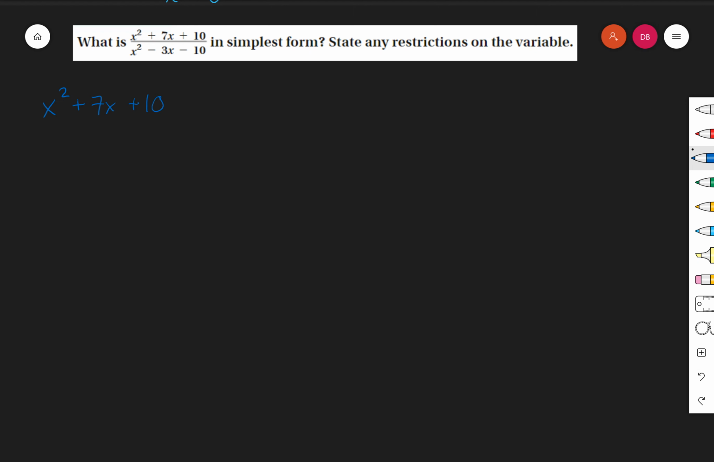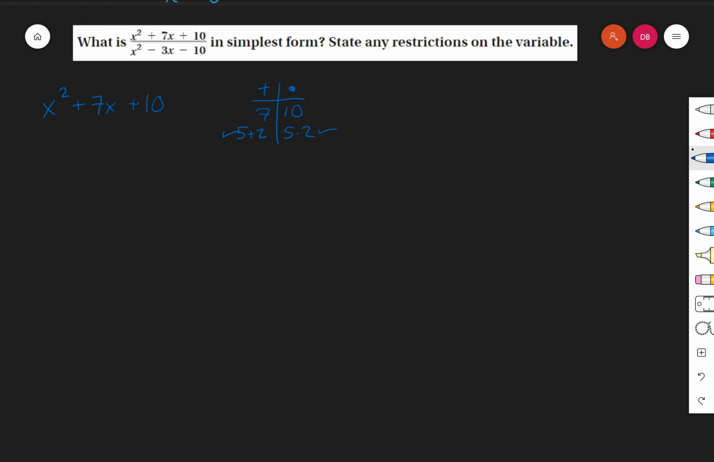Remember, when we want to factor a trinomial, we set up our little table, addition, multiplication. We're looking for something that adds to be 7, whatever our middle coefficient is, and we're looking for something that multiplies to be 10, whatever our constant is. And those two numbers are 5 and 2, right? 5 plus 2 is 7. 5 times 2 is 10.